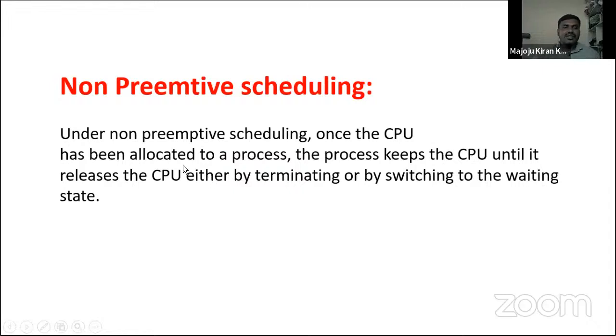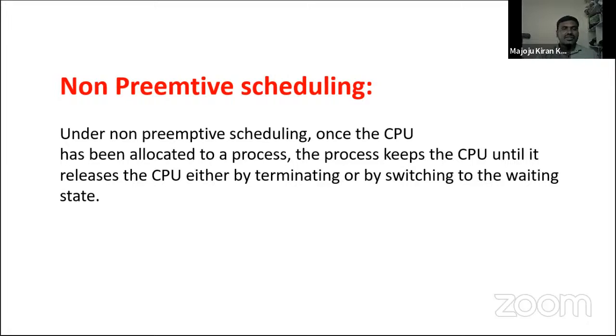Non-preemption means that once a CPU is allocated to a particular process, the process will not leave the CPU until it finishes all its job. In non-preemptive scheduling, once the CPU is allocated to a process, the process keeps the CPU until it releases it, either by terminating or by switching to the waiting state.